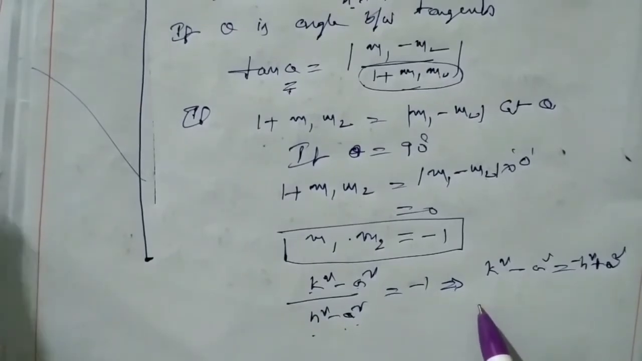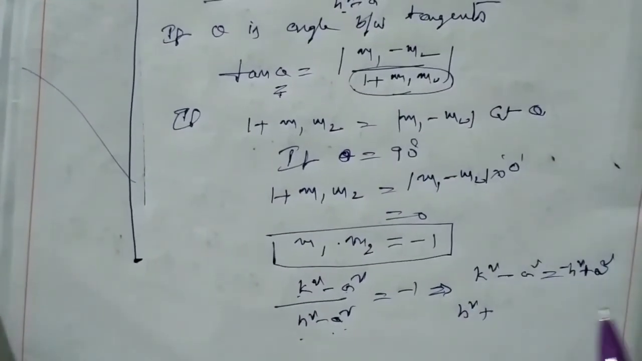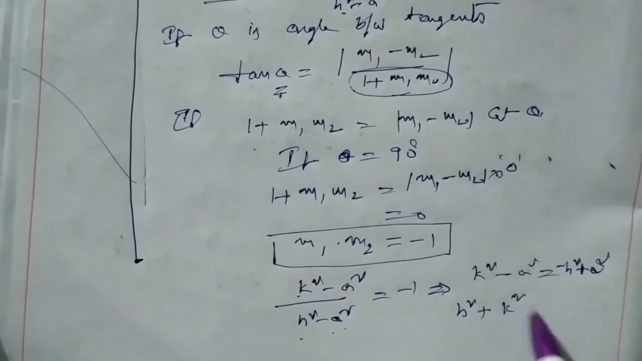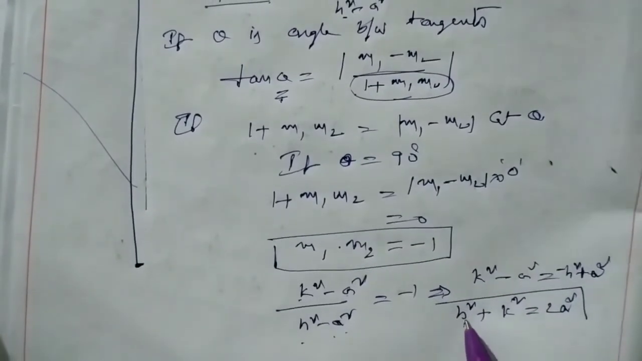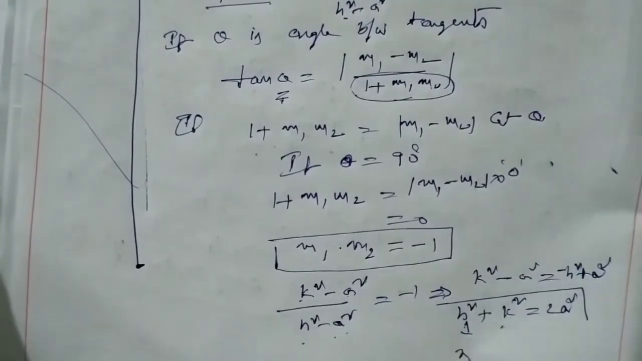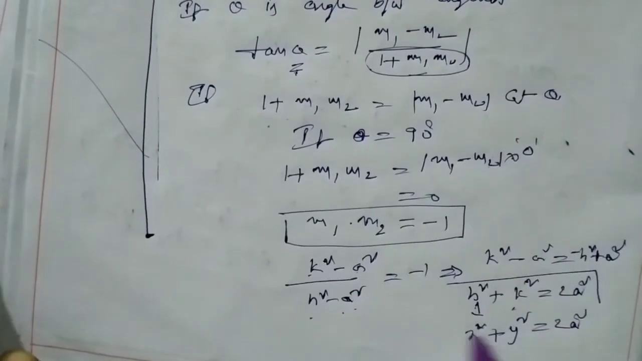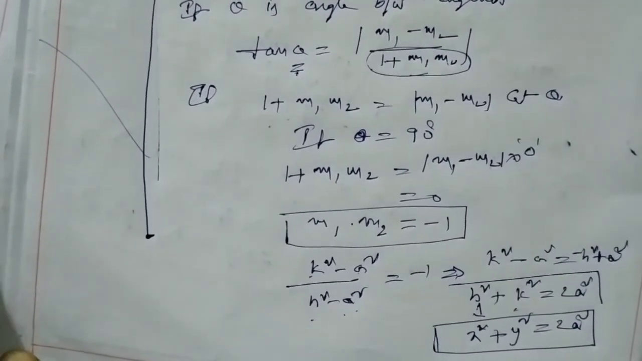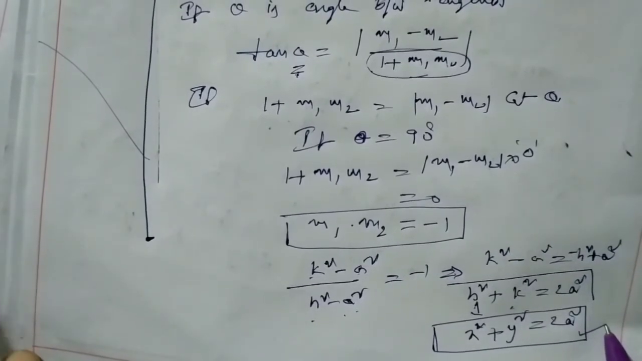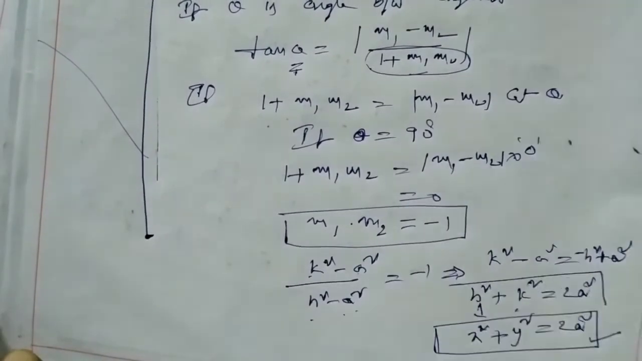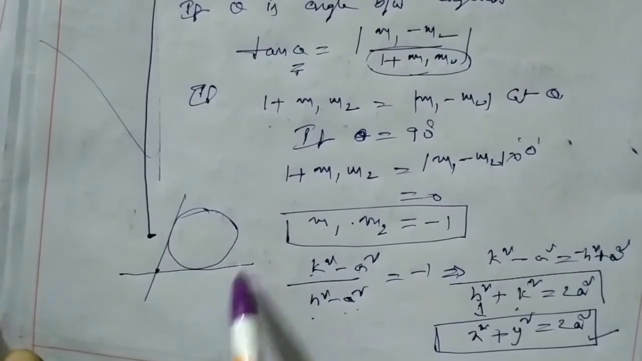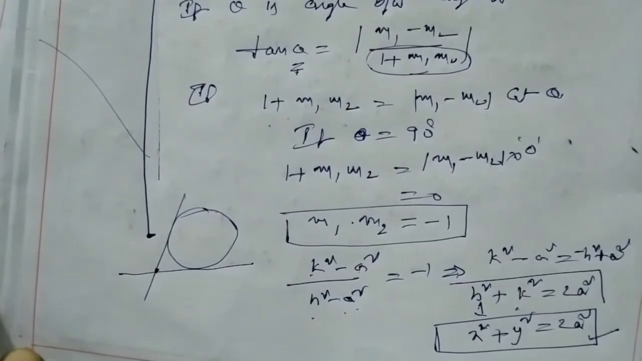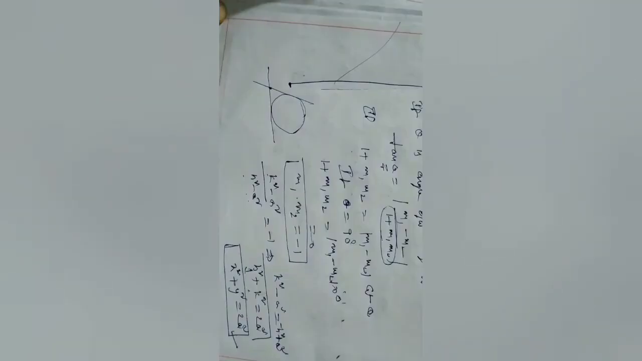Therefore, by transformations, h square plus k square is equal to 2a square. This is the locus. To get the locus we replace h, k by x, y. We get x square plus y square is equal to 2a square. This is the locus of the required point, which is a director circle. Whenever a pair of tangents drawn to the circle are at right angle, the locus of the point is said to be the director circle.